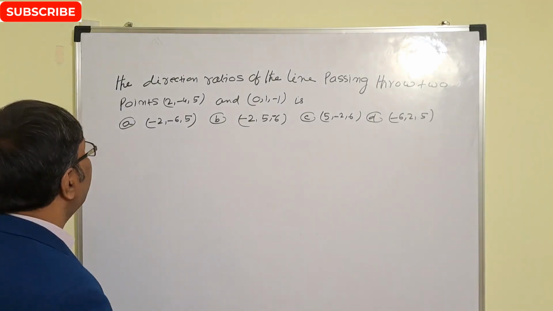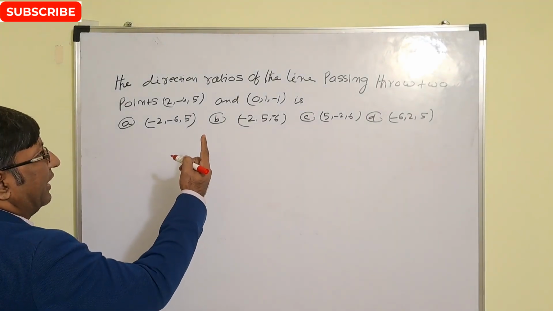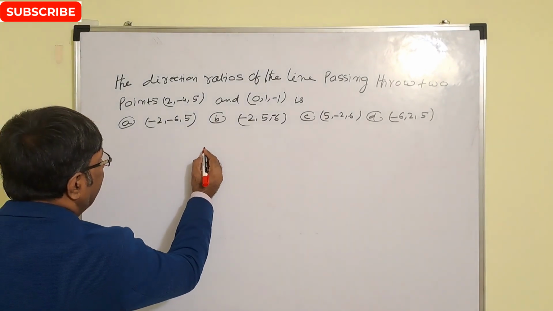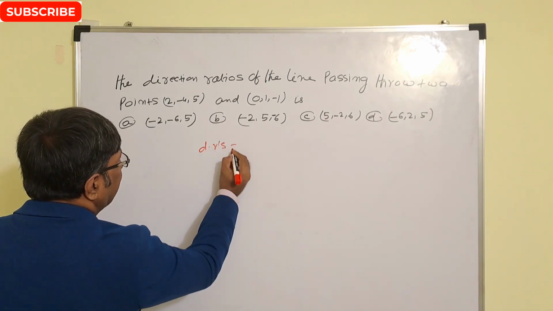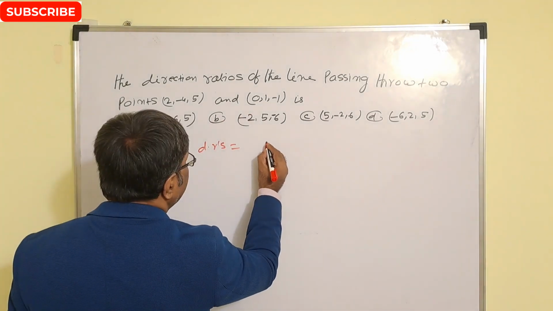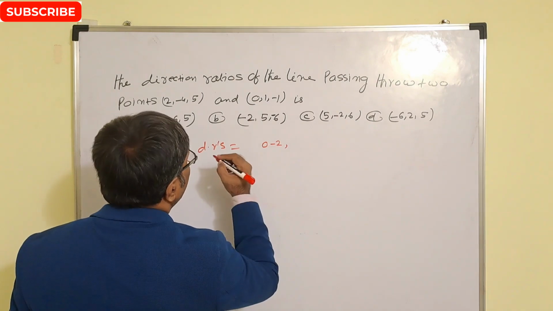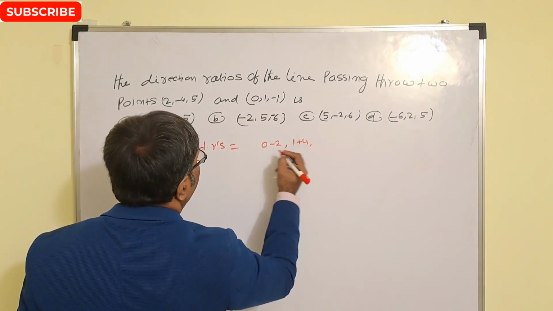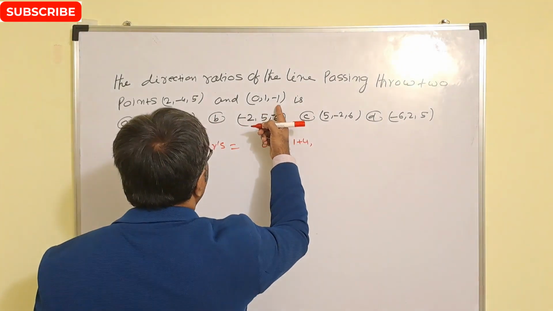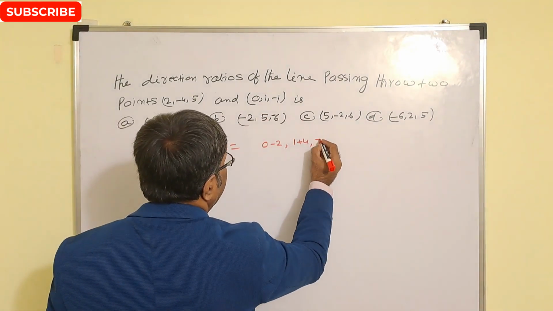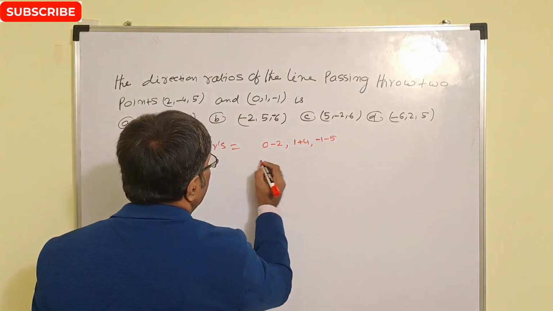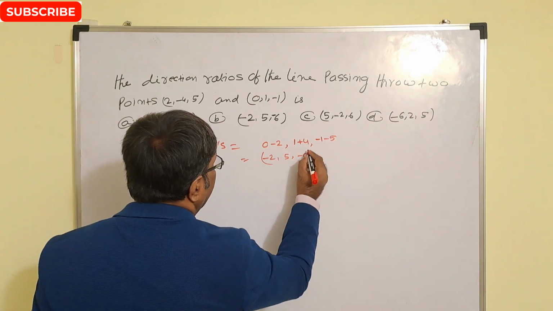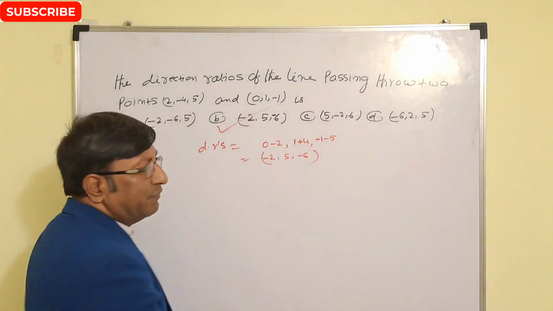D. See the question. Direction ratio of the line passing through the two points, this and this. So we have to find direction ratios, that is DRs equal to x2 minus x1, that is 0 minus 2. Again y2 minus y1, that is 1 plus 4. Again z2 minus z1, this is minus 1 and minus 5? So we will get minus 2, 5, minus 8. This is the right answer. So B is the correct answer.